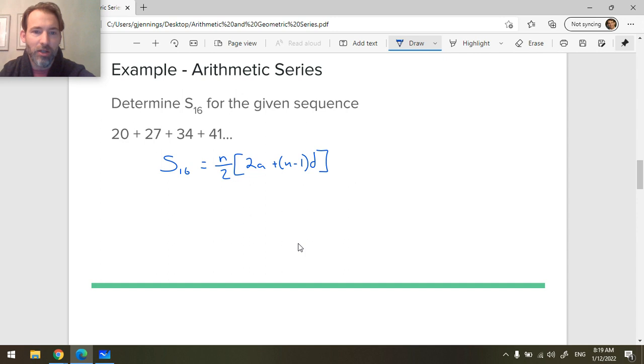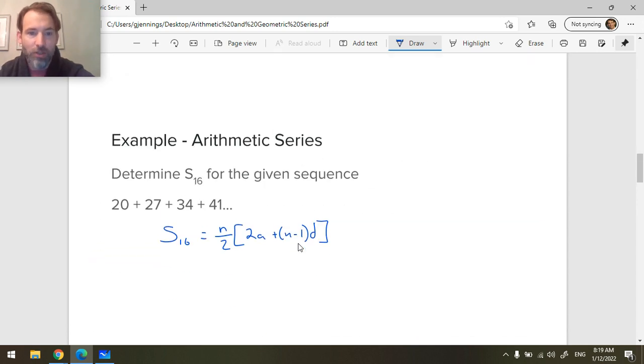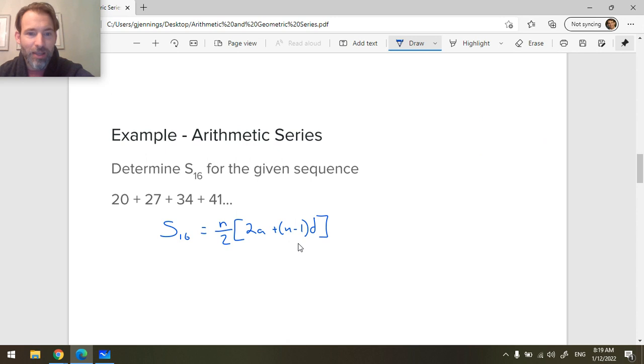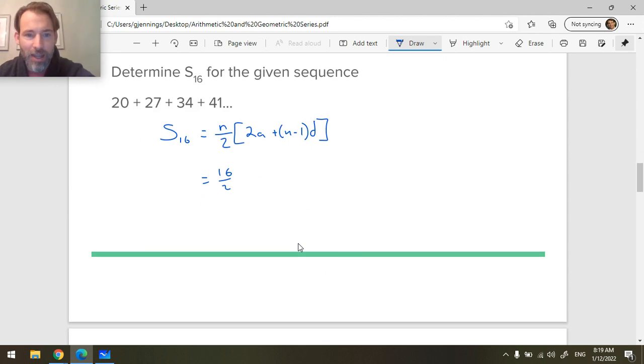Okay, and then I'm just going to go check and make sure that I have the formula correct, and indeed I do. So let's go for it. The n is already 16 over 2, so that's fine. That's going to be easy to work with. That is 8. And then we have 2 multiplied by the first term. So the first term there is 20. So that's 2 times 20 is 40. And then I'm going to add together n minus 1, so 16 minus 1.